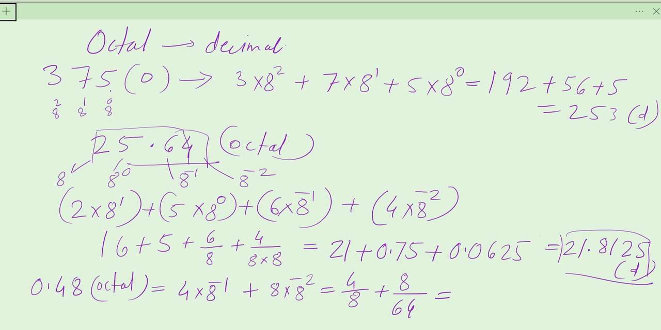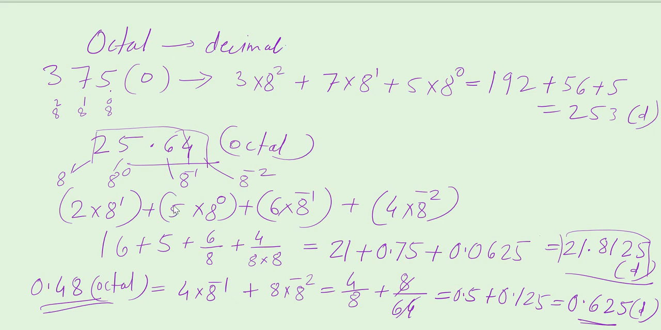So let's calculate this. 4 divided by 8, it's 0.5 plus 8 by 64, this is nothing but 1 by 8 equal to 0.125. So it comes out to be 0.625 in decimal. So 0.48 octal comes out to be 0.625 in decimal.